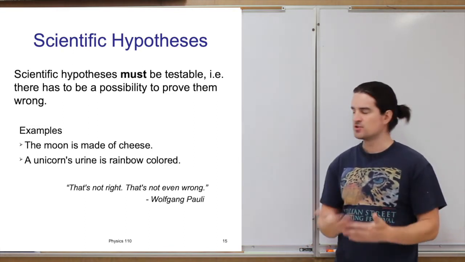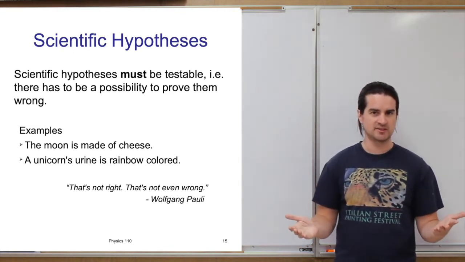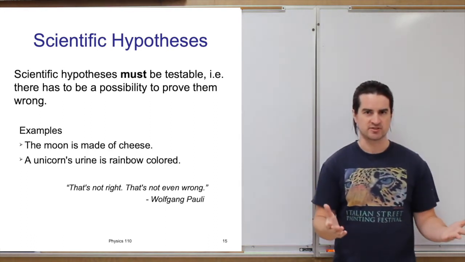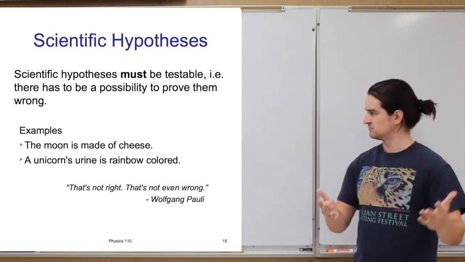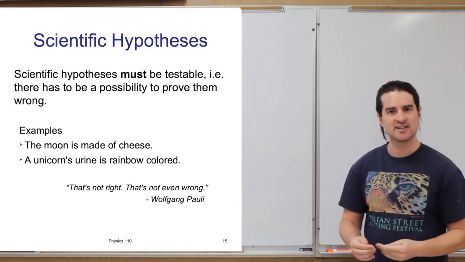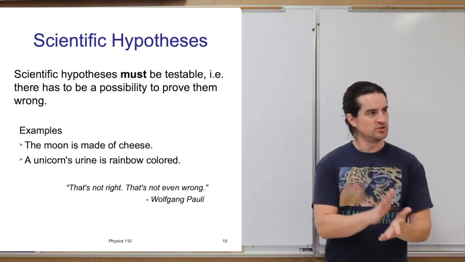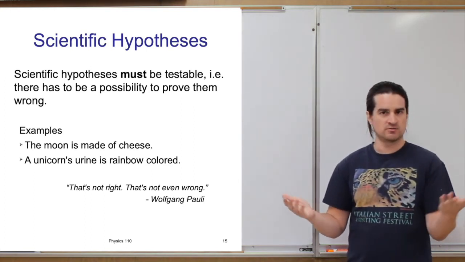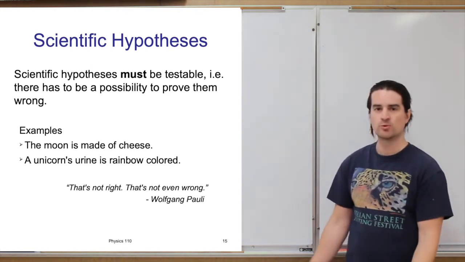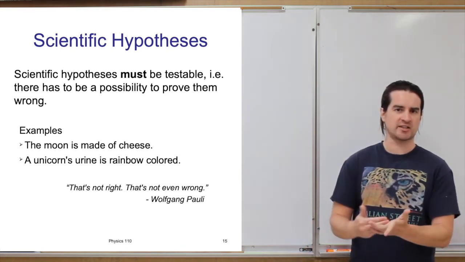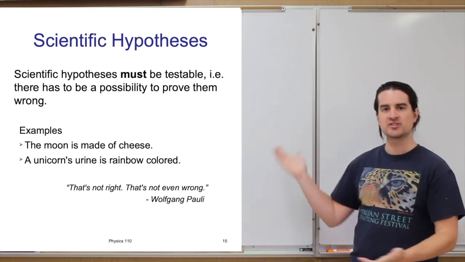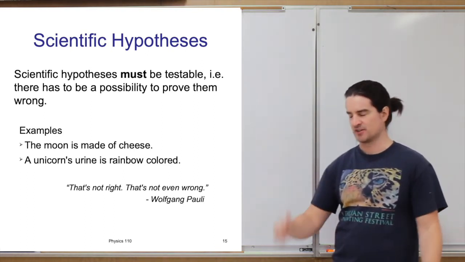Why? Because there is no way I can test it, right? If there were unicorns, then I could test that hypothesis, right? Wait out some in their natural habitat and wait until you see one doing its business and identify if its urine is rainbow colored, right? There you go. That's how I would test it. The problem is I can't test it. Right, so not scientific. It's a hypothesis, it's not a scientific hypothesis.